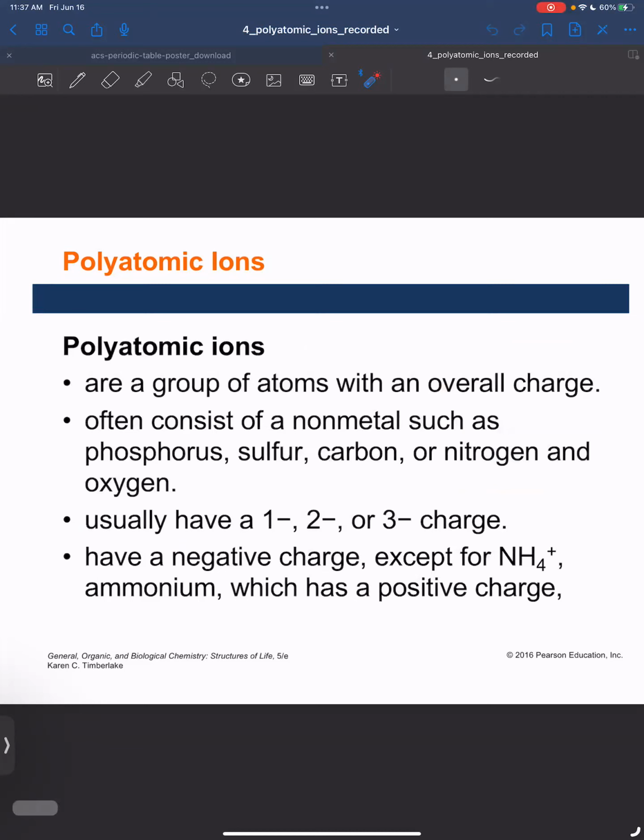So what are polyatomic ions? As the name suggests, poly, they are a group of atoms with an overall charge. They often consist of nonmetals such as phosphorus, sulfur, carbon, or nitrogen and oxygen. They're usually anions, which means that they have a negative charge, typically -1, -2, -3. But there's one exception, ammonium, which has a positive charge. So that's the only cation that's polyatomic, NH4+.